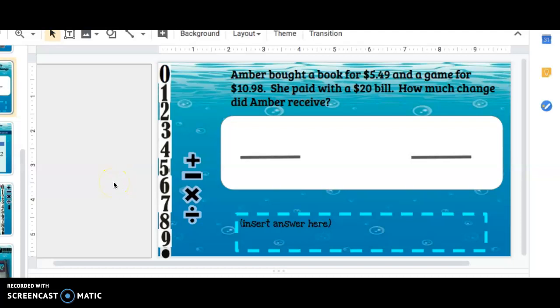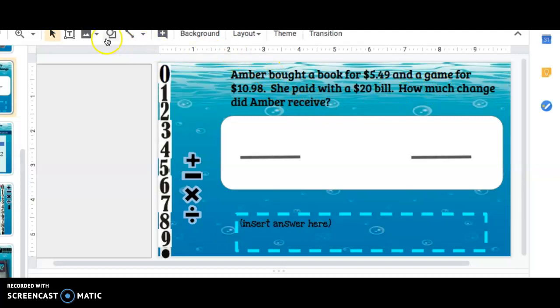All right, we're going to begin going over fluency for today. So your question says Amber bought a book for $5.49 and a game for $10.98. She paid with a $20 bill. How much change did Amber receive?